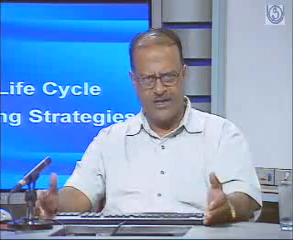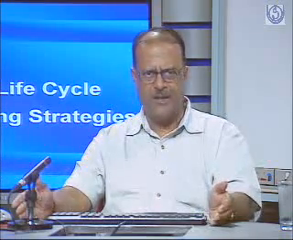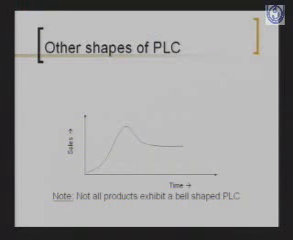In the introduction stage, I have already said profit is almost zero, sales have started growing. In the growth stage, sales are on the rise, profits are also on the rise. In the maturity stage, sales are at the maximum, profits are also at the maximum. In the decline stage, sales are coming down, and therefore profits are also coming down. So we have got two types of curves which move together: one is a sales curve, and another is the profit curve.